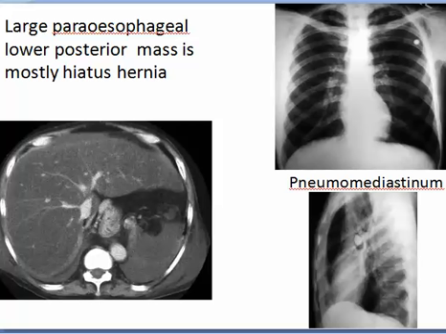Here is the mediastinum with a large paraesophageal, lower posterior mass, which is supposed to be a hiatal hernia, and in this case there is air delineating the pulmonary artery, and this is pneumomediastinum. Of course, these are two different cases.